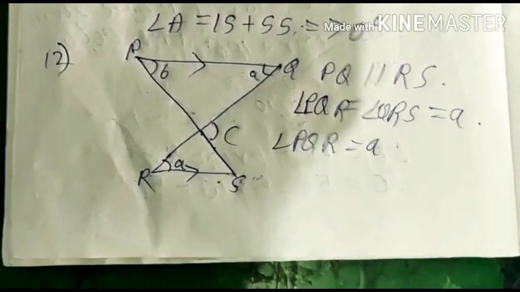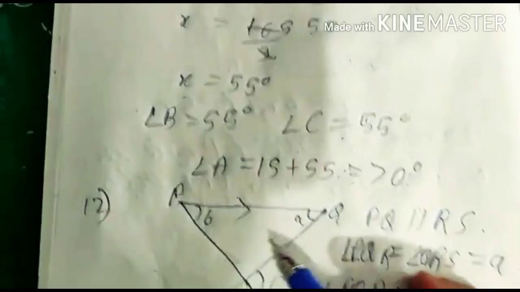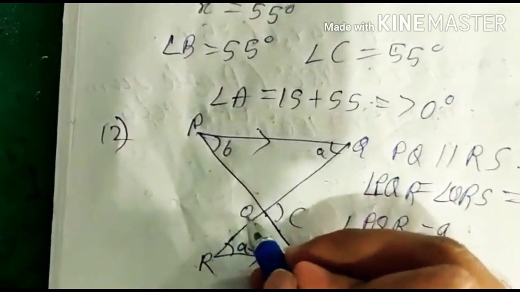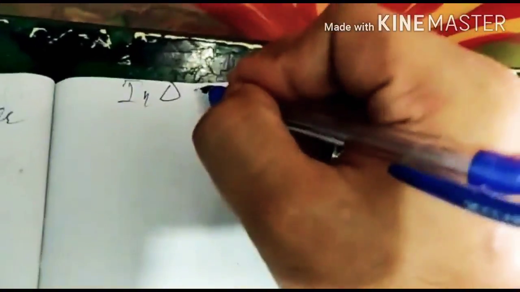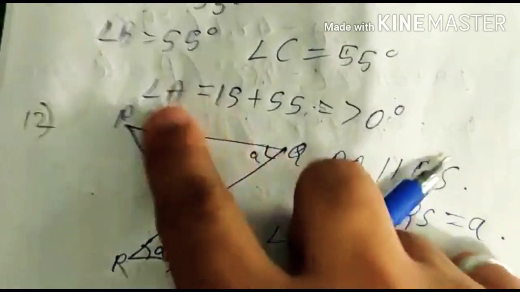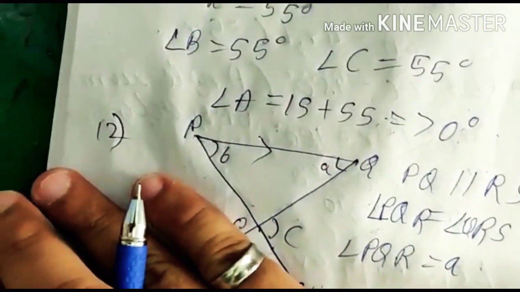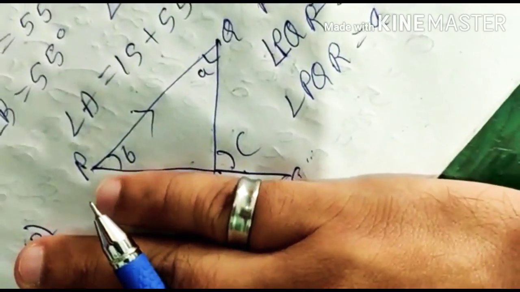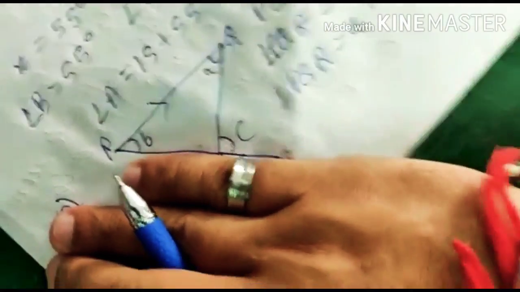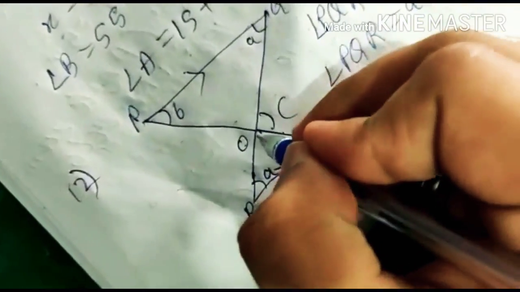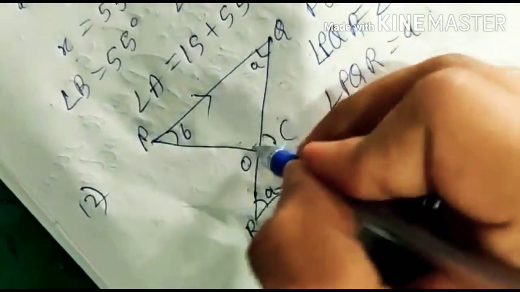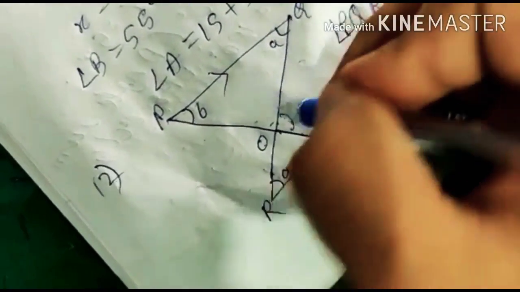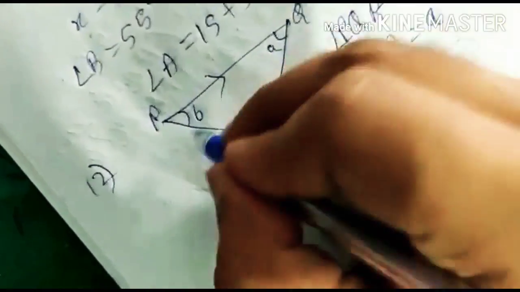So if we see, we mark the intersection as O. In triangle OPQ, look at this, this angle C is coming exterior to triangle OPQ. This angle C is exterior to triangle OPQ. This being exterior, the exterior angle is equal to the sum of the interior opposite angles.